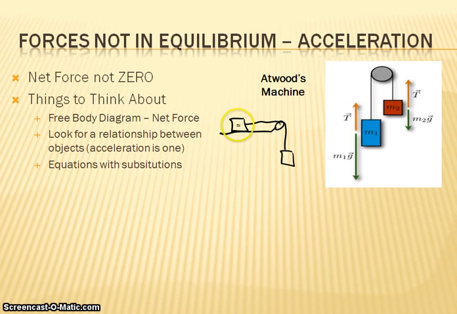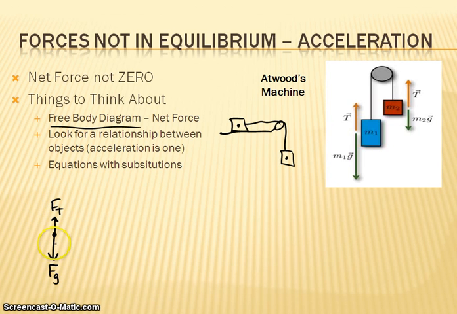So again, I now have free body diagrams that I'm going to write for both of these. Again, how we think about this is in terms of free body diagrams. Now the mass 1 here has an F of G going down, and it has an F of T going up. So it has a tensional force going up.